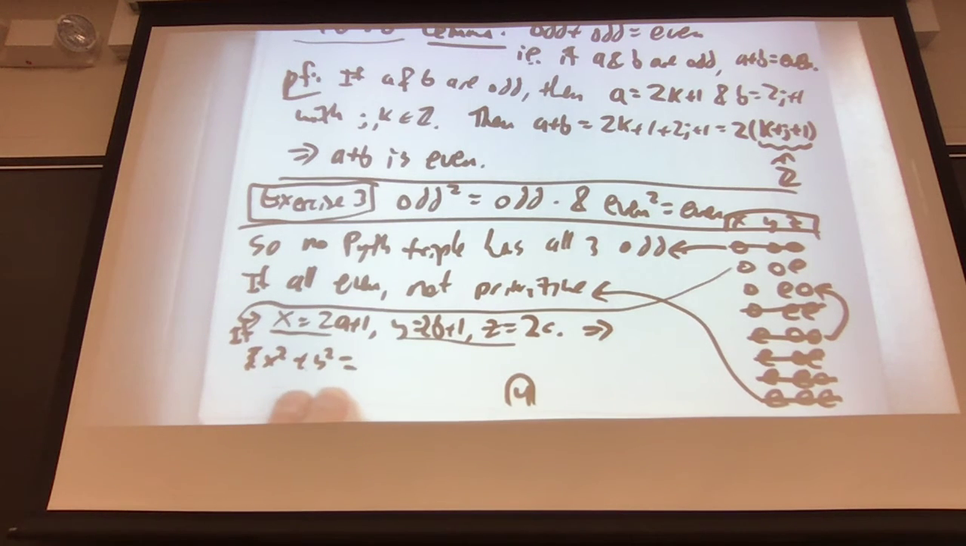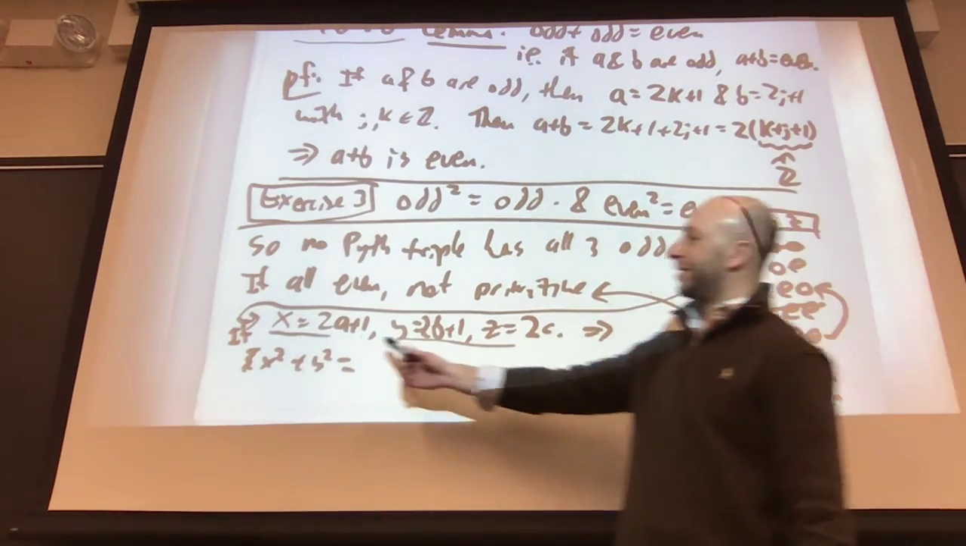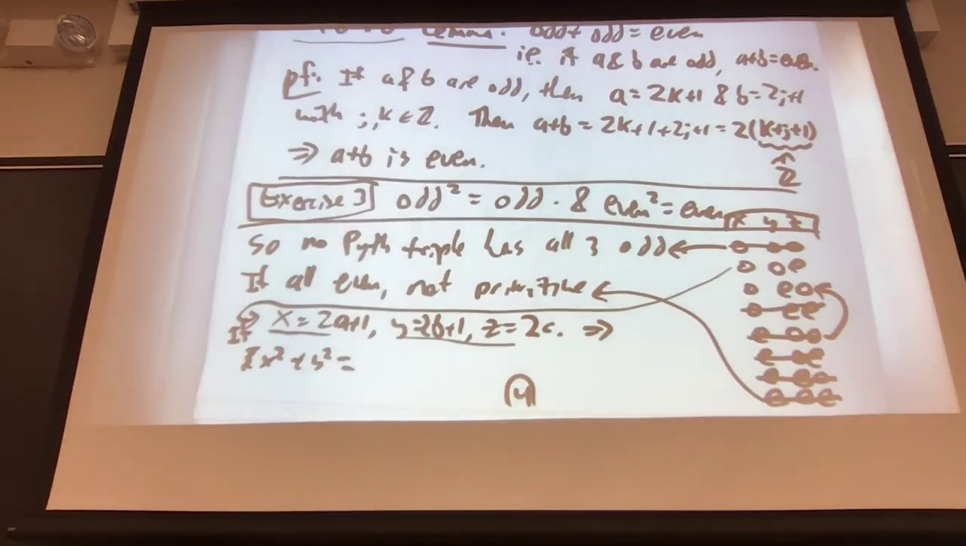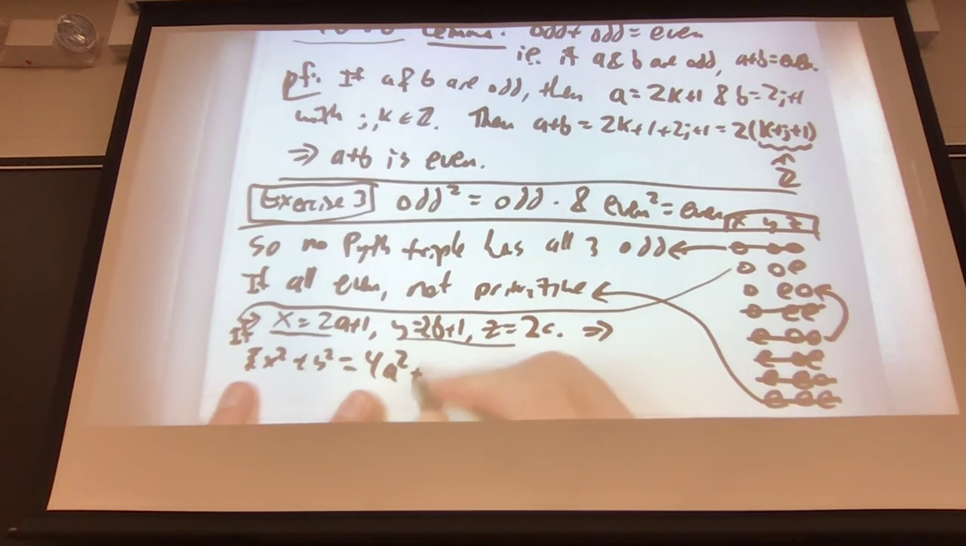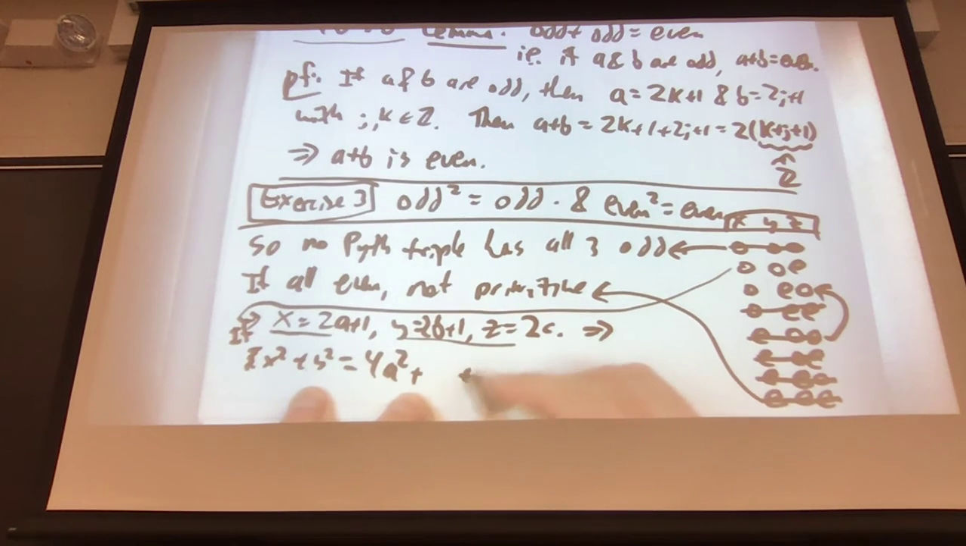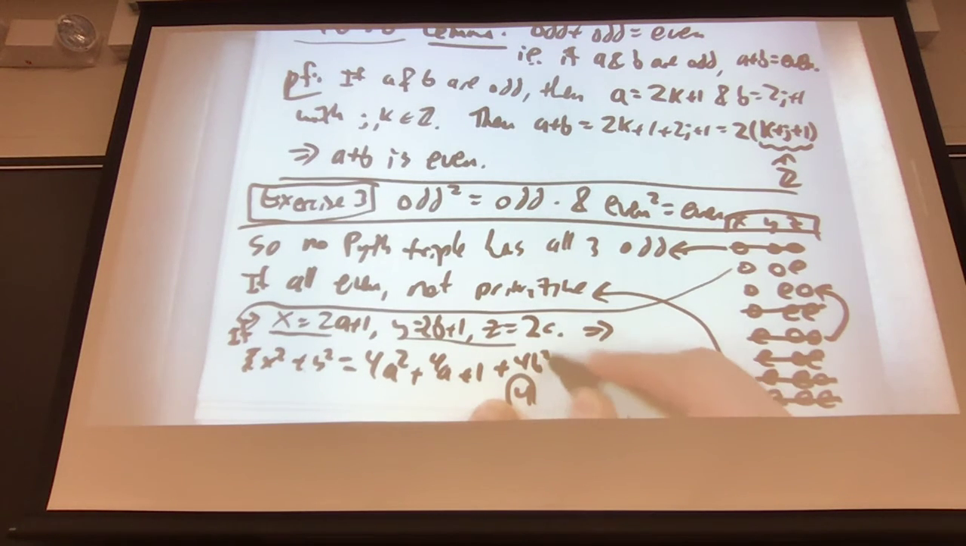What is x squared plus y squared? Well, what is x squared? 4a squared plus 4a plus 1. Right? That's x squared. And y squared is? 4b squared plus 4b plus 1. So other than Sheik, does anyone else know how to multiply? Yeah, we all understand this, right? And what about z? So that's supposed to equal z squared.